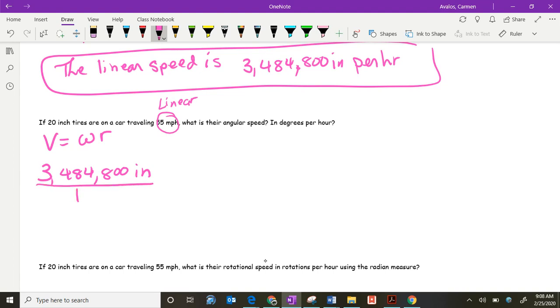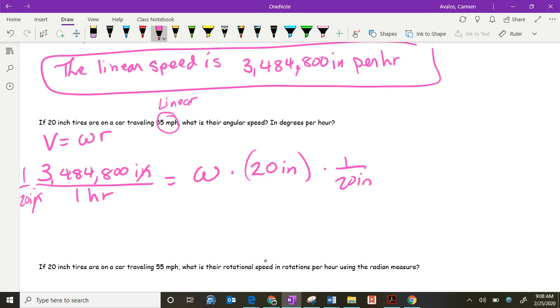inches in 1 hour is going to equal, I don't know what omega is, but I know that this here is going to be 20 inches. And so that's your R. And now we're just going to divide that into that. And we are going to multiply this by 1 over 20 inches. The inches are going to cancel.